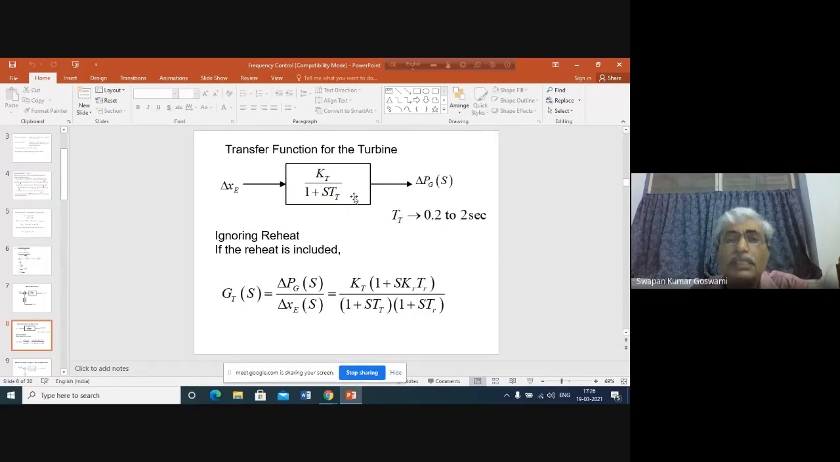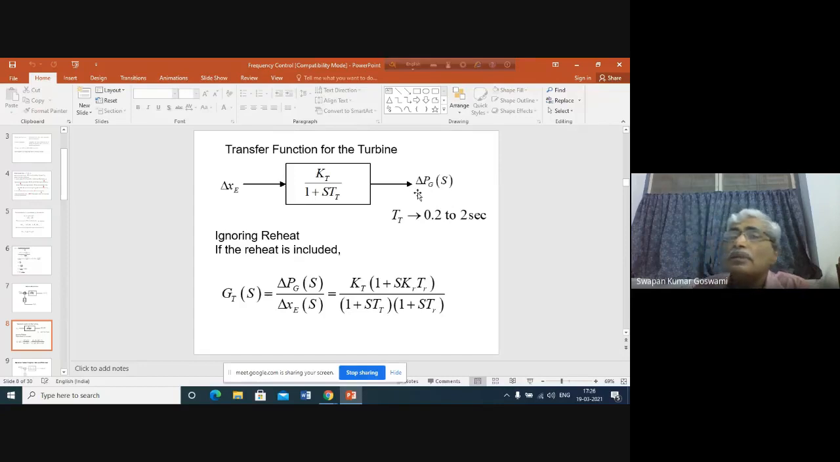Delta Pg is the power increase, because of the increased opening of the steam valve. Delta Pgs is the transform of the power increase. If we assume that the generator has 100% efficiency, then obviously this is also equal to the electrical power output.